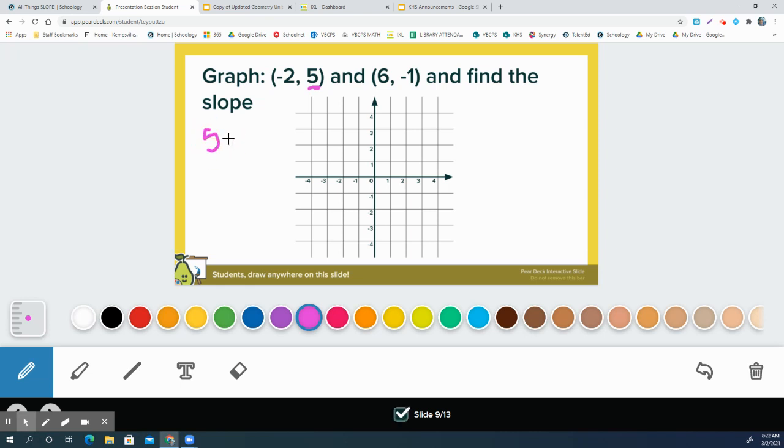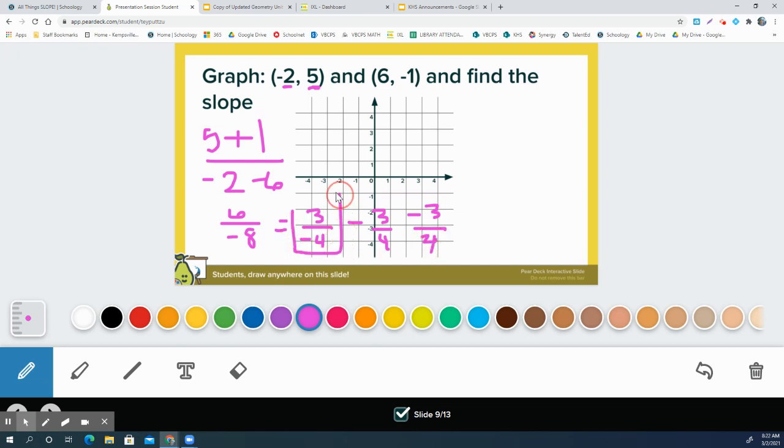That's just how I do it. 5 minus -1, and then I got to start with my -2, -2 minus 6. 5 plus 1 is 6, and then -2 minus 6 is -8. That's going to reduce to 3 over -4. Note that I can have the -3 over 4 or the 3 over -4. All three of these fractions are exactly the same.